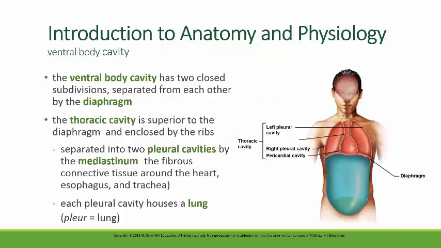The ventral body cavity also is a closed cavity, and there are two closed subdivisions separated from each other by the diaphragm. So here's the diaphragm. It is a layer of smooth muscle that separates the thoracic cavity, the upper cavity here, from the lower cavity, which is the abdominopelvic cavity. The thoracic cavity has two closed cavities within it that are separated from each other by the mediastinum. So this area here is the mediastinum, right there.